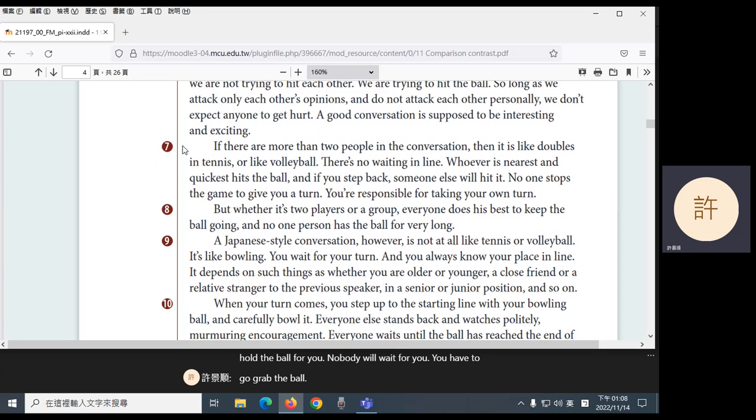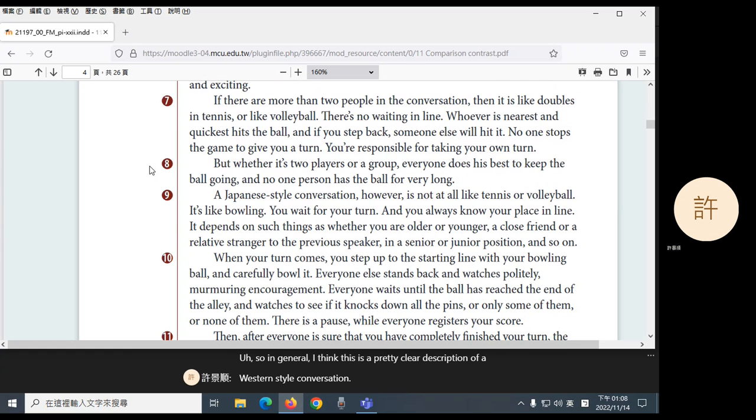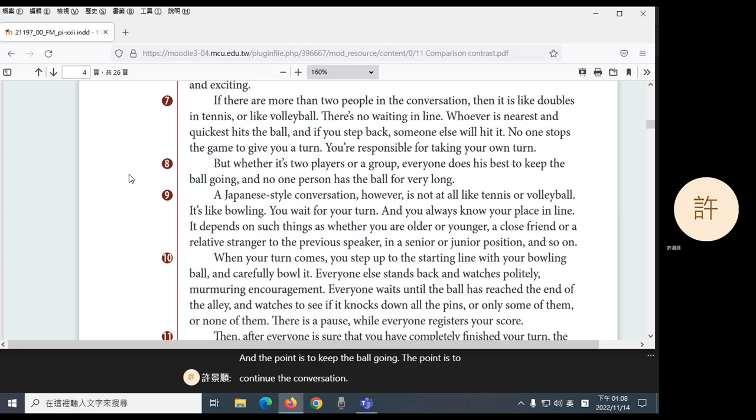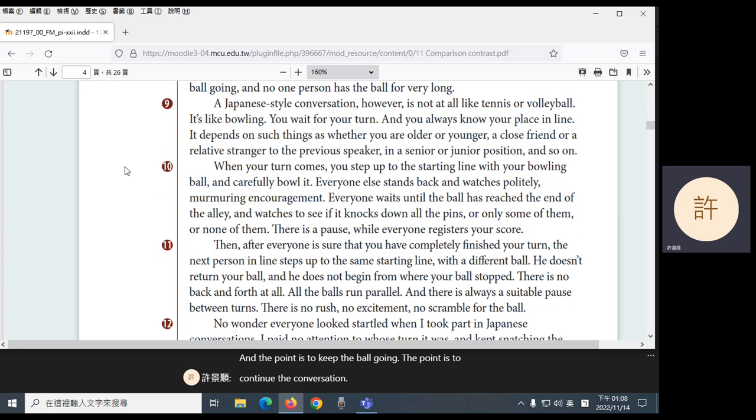So in general, I think this is a pretty clear description of a Western style conversation. And the point is to keep the ball going. The point is to continue the conversation. So that's the first thing, Western style conversation. Now let's look at the second thing.